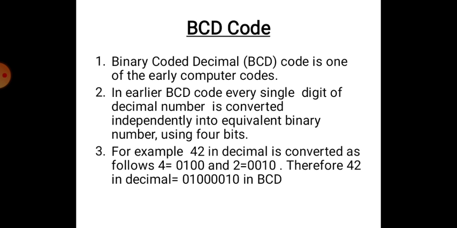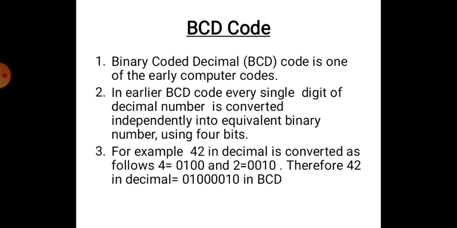Point number 3. For example, 42 in decimal is converted as follows. So students, 42 consists of 2 digits, 4 and 2. So here 4 is converted independently and 2 is also converted independently. So 4 is equal to 0 1 0 0 and 2 is equal to 0 0 1 0.